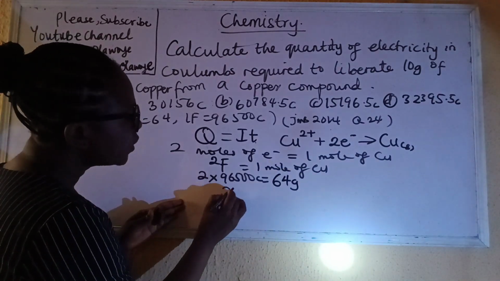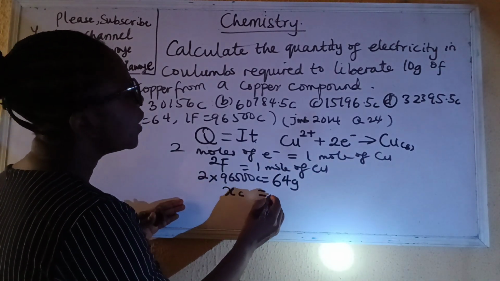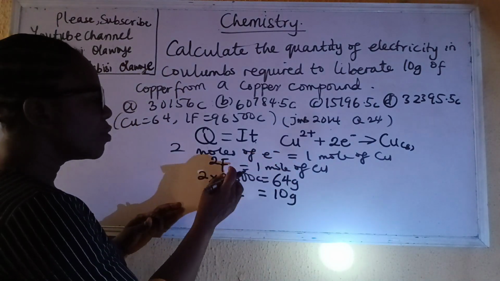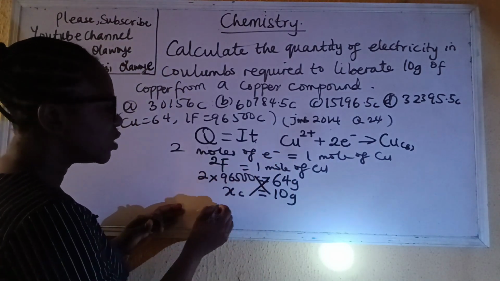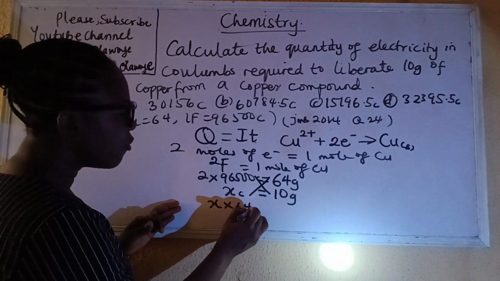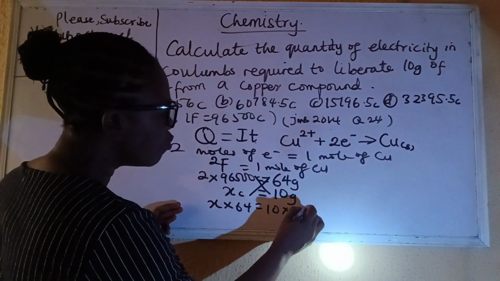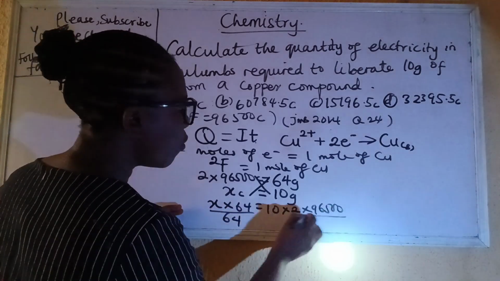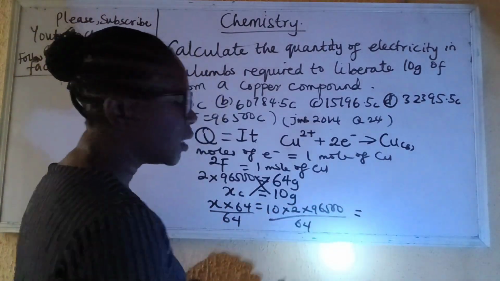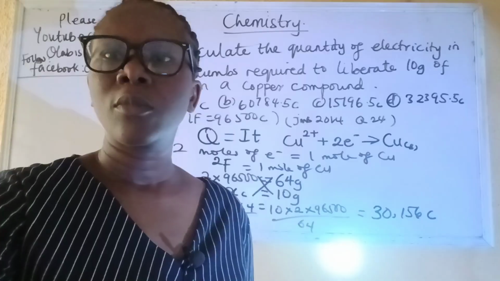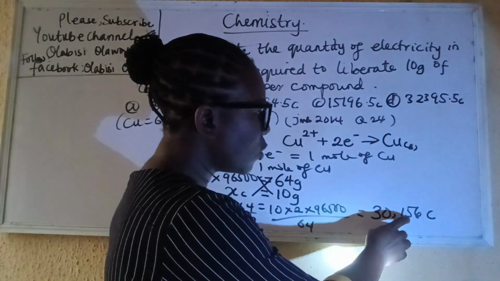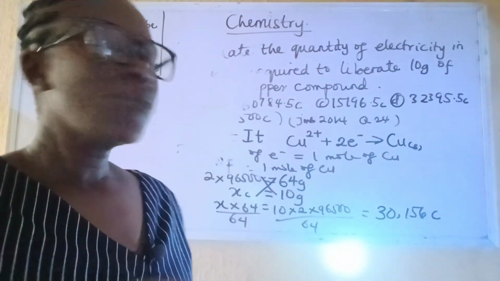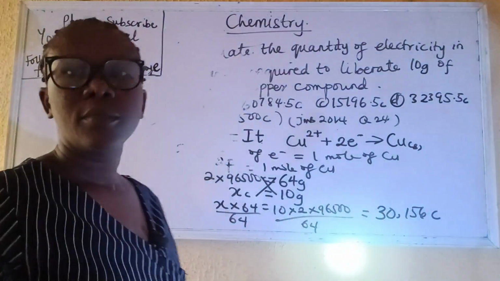So what quantity, which is x coulombs, will liberate 10 gram from the question? We can say gram is under gram, quantity of electricity is under quantity of electricity. So x multiplied by 64 equals 10 multiplied by 2 multiplied by 96,500 coulombs. Dividing both sides by 64, our answer gives 30,156 coulombs, which is in option A.